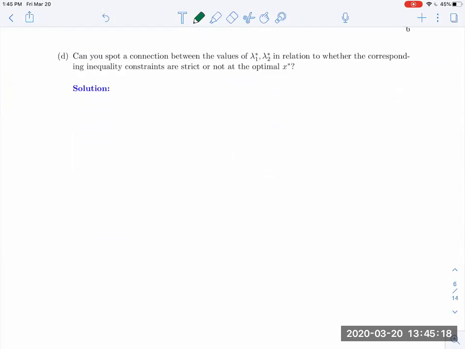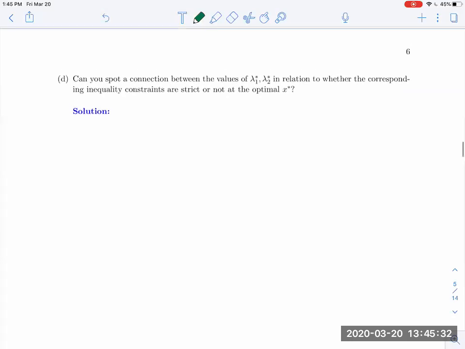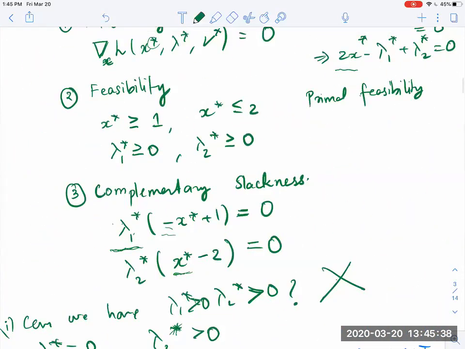So part D: can you spot a connection between the values of lambda 1 star and lambda 2 star and whether the corresponding inequality constraints are strict or not at the optimal x star? This is what I was referring to before. Coming back, we have this complementary slackness. What happens if your dual variable, like lambda 1 star, is strictly positive? It implies your inequality constraint will be satisfied with equality, correct?